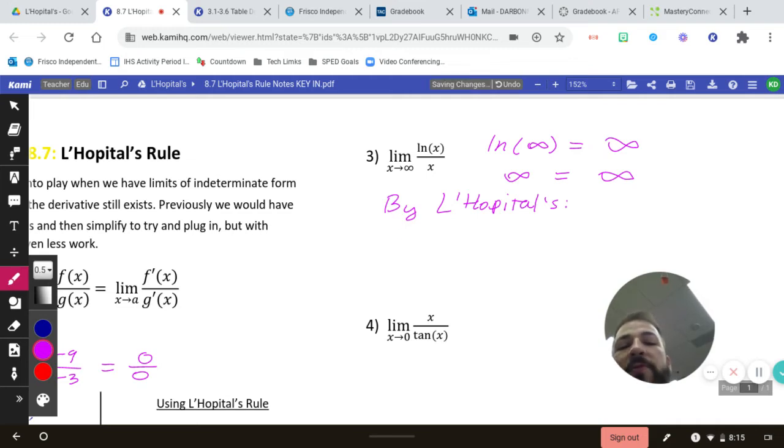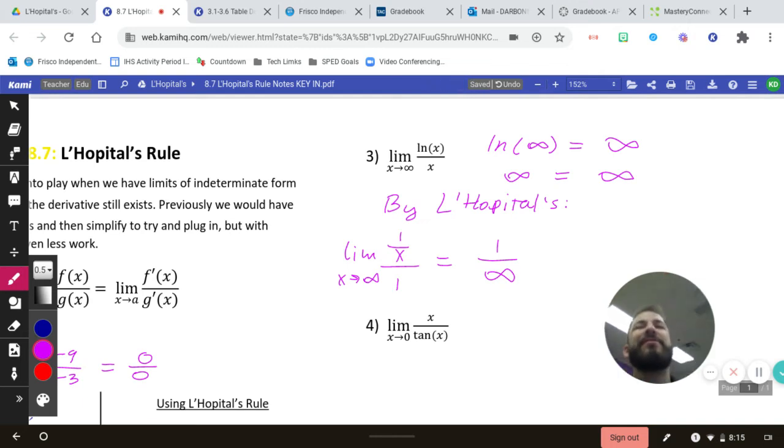And then we derive the top, which would be 1 over x, over the derivative of the bottom, which is 1. So the limit as x approaches infinity of just 1 over x. Now we can plug in infinity, so we get 1 divided by infinity. And while that still is not a perfect number, if I have 1 being divided by an infinitely big number, what number is that basically going to be eventually? Well, it's going to be 0 because if I divide 1 by a bazillion, it's going to be such a small number, I can say it's basically 0. So this would be 0.